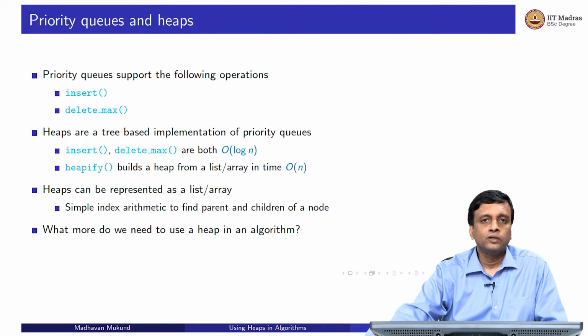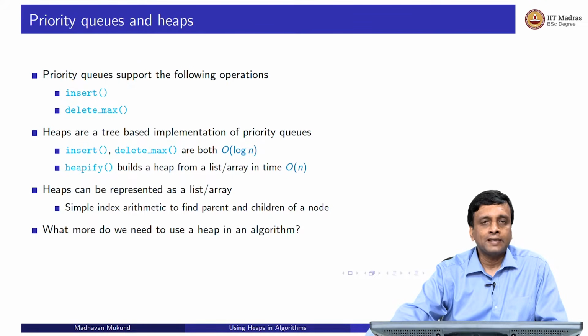In a normal queue, it's first in, first out. Whereas here, you look at all the elements that are there and you take out the one with the highest priority. Now you could dually also take out the one with the lowest priority, in which case it would be delete min. So we could implement this in an efficient manner using heaps.